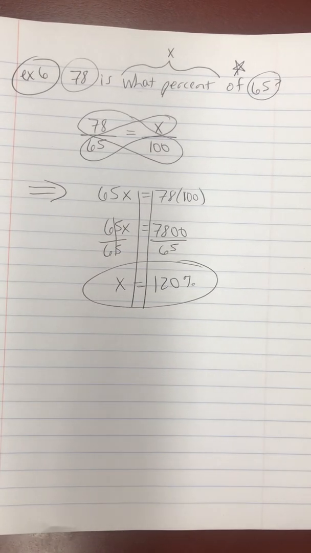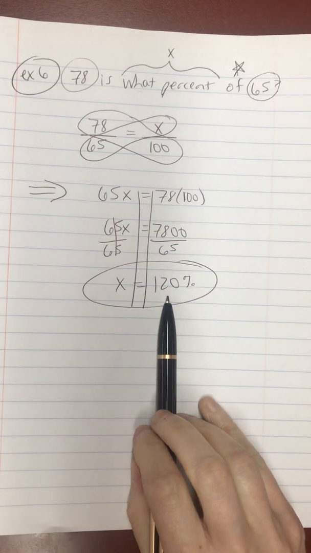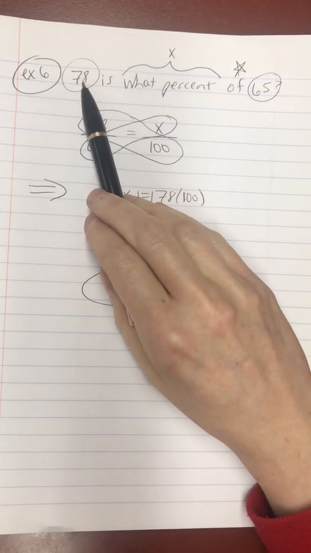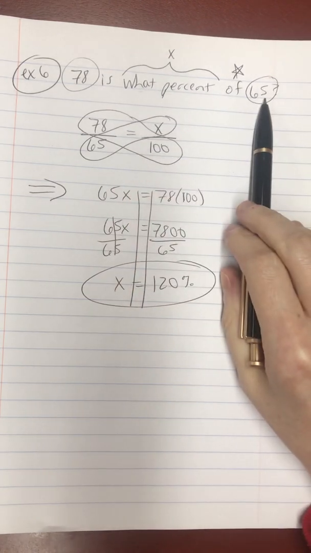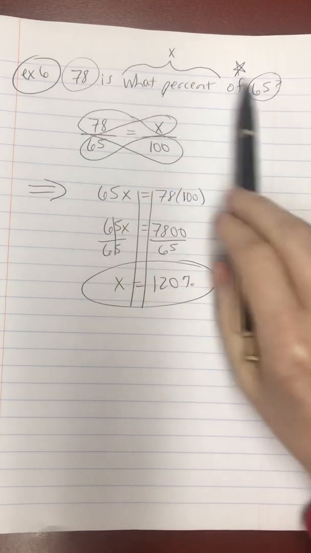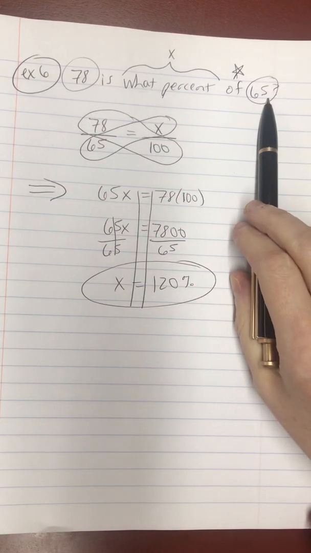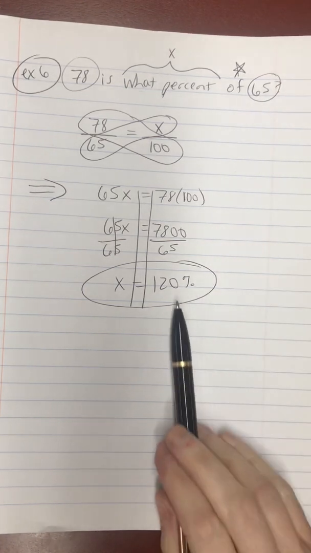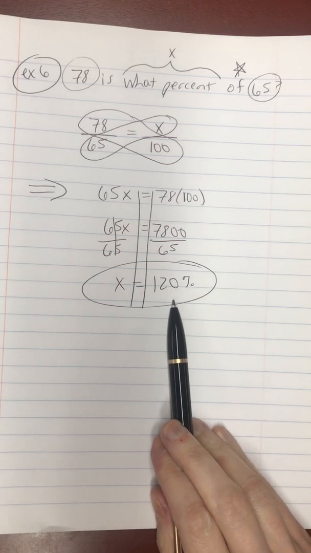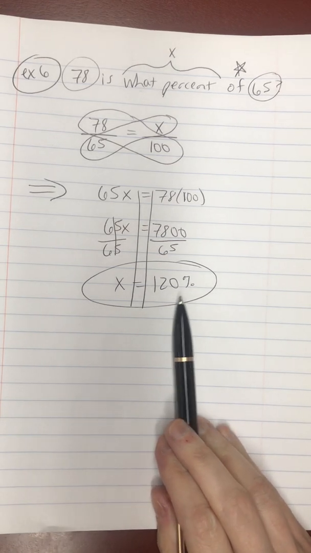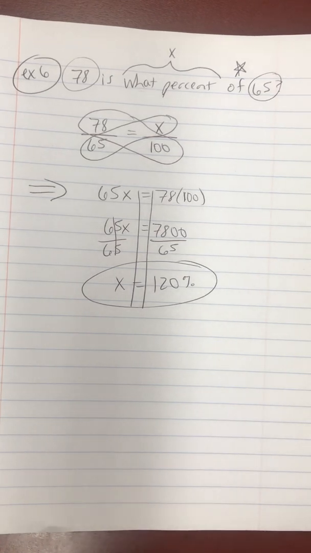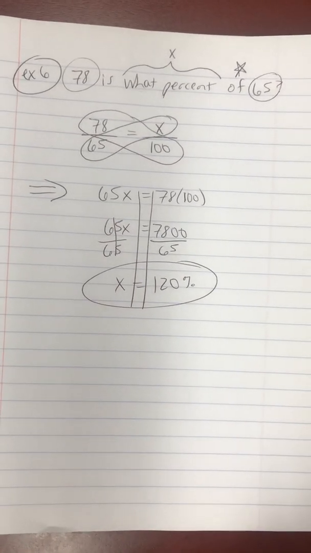Now we talked about this in our last lesson, how percentages can sometimes be over 100. In this case, it is over 100 a little bit. And that should make sense, because if you look at the question, it says 78 is what percent of 65? It's kind of a weird question because 78 is bigger than 65. So if 78 is more than 65, then the answer has to be more than 100%. That's a good way to check yourself. You're like, oh, I probably did it right because my answer is a little bit over 100%. It's always a good idea to ask yourself if something makes sense.